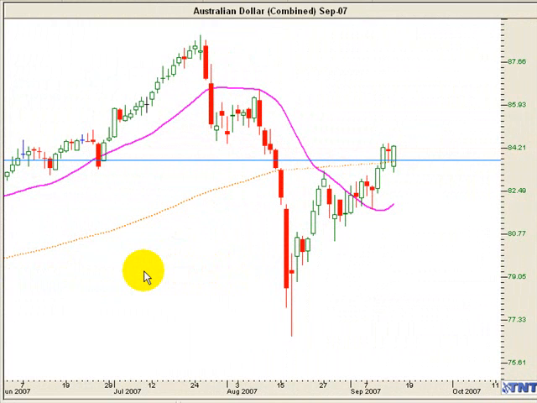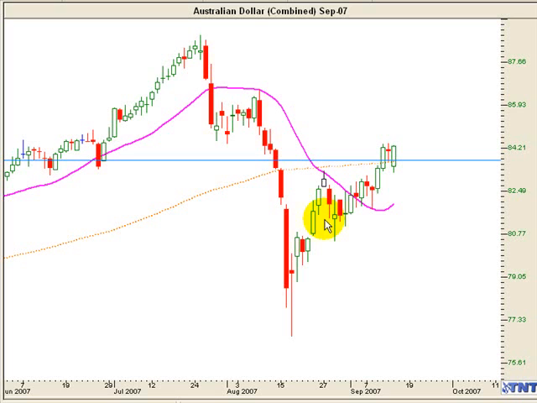Oftentimes as position traders, we have a hard time getting a feel for what's going on underneath the market, because each of these bars represents an entire day's activity. We can surmise that, on a day like today, the market opened near the low, rallied to the high, and then fell off slightly. But a lot of times we can't say for sure what happens, and we can't really get a good idea of what the market momentum might be either.